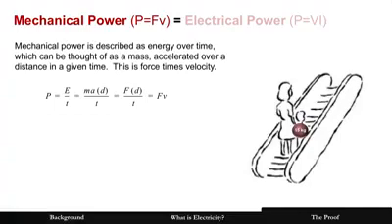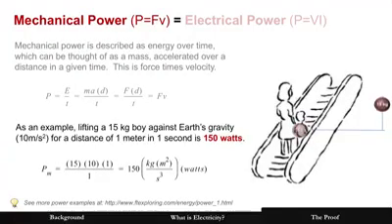Now, let's finish this up with mechanical power, right? Mechanical power is described as any energy over time, which can be thought of as a mass, accelerated over a distance in a given time. That's the way that I like to think of power. It's much easier to think of mass accelerated over distance at a given time. But what is that? That's really just a force times velocity. It's all one and the same. But I'll give you an example. Right? Lifting a mass of 15 kilograms, that boy there on the escalator, if you want to lift him up against Earth's gravity for a distance of 1 meter in 1 second, that's 150 watts. That's how to do the calculation for mechanical power.